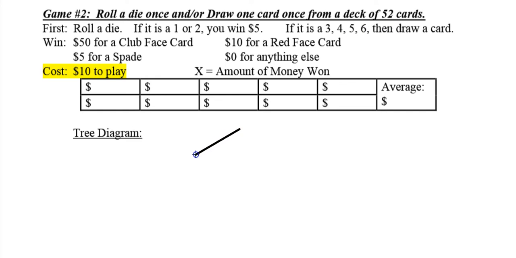So you're just going to draw 2 branches. And in the first branch, you could roll a 1 or a 2, which means the probability is 2 over 6. And in that case, you win $5.